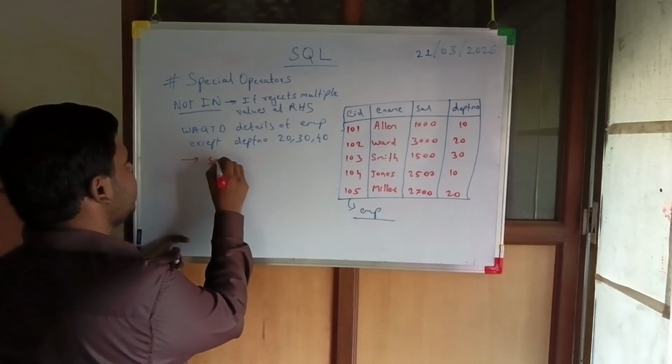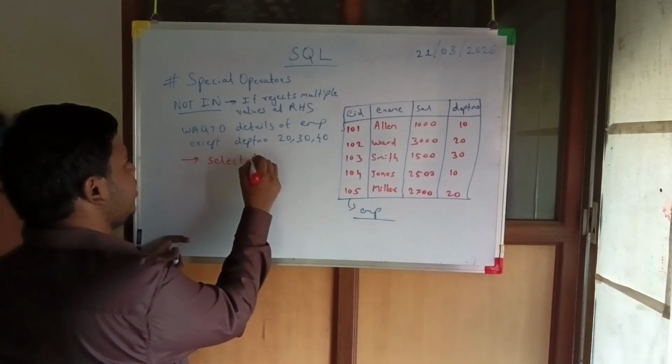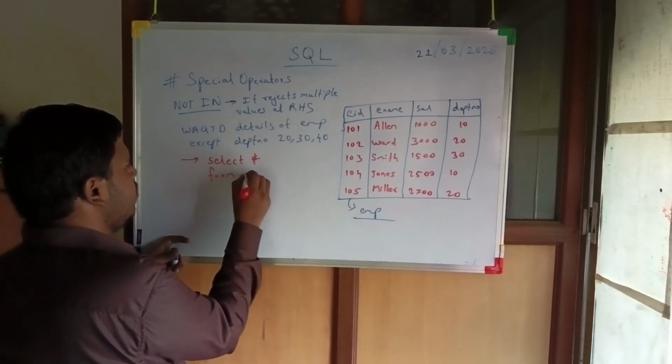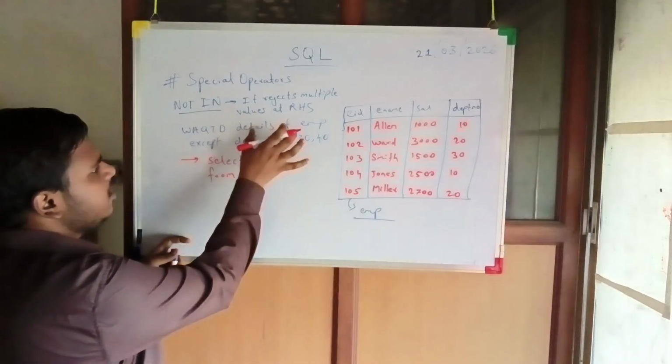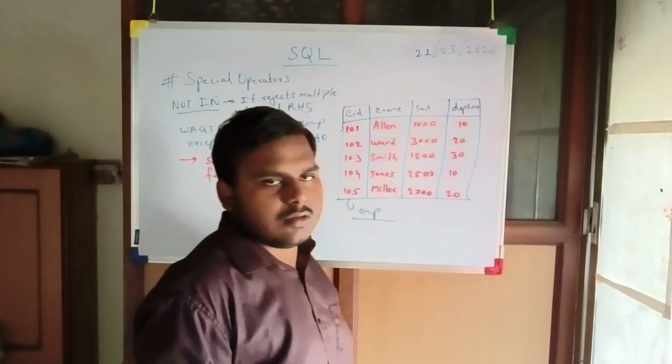So what I will do, select asterisk from EMP, that is fixed. Why? Because I want to display details of employee. I am not mentioning any column.